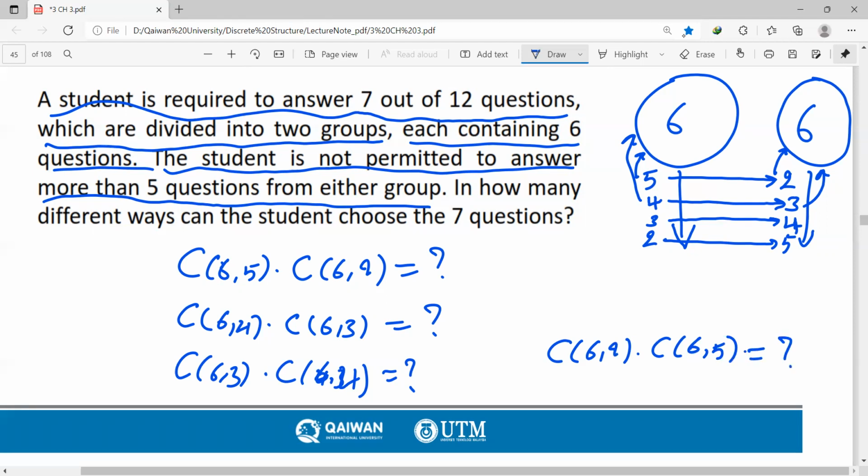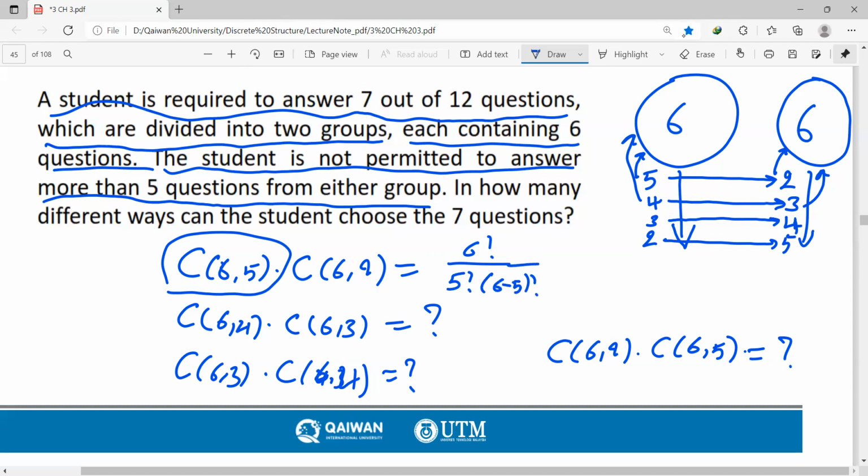Now we find each of them, the combination of 6 and 5. I'm just going to do one of them and give the answer for the others. Okay? We say it equals 6 factorial dividing by 5 factorial multiplying by 6 minus 5 factorial.